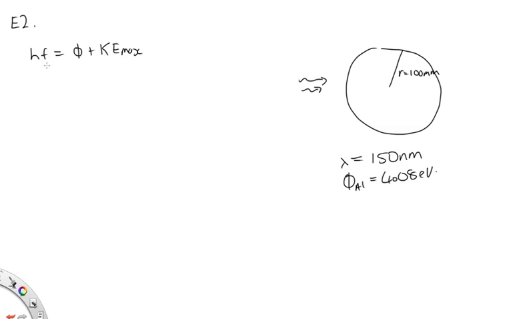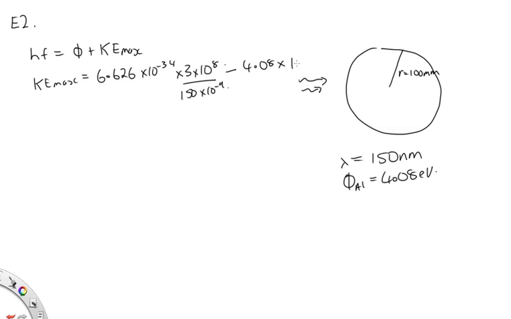So we have that the maximum kinetic energy they can possibly have is equal to hf minus phi, which is 6.626 times 10 to the minus 34. Now f is given by c, which is 3 times 10 to the 8, over lambda, which is 150 times 10 to the minus 9. And then we've got to subtract off our work function, which is 4.08, and this is in electron volts, so getting it into joules, times 1.602 times 10 to the minus 19.